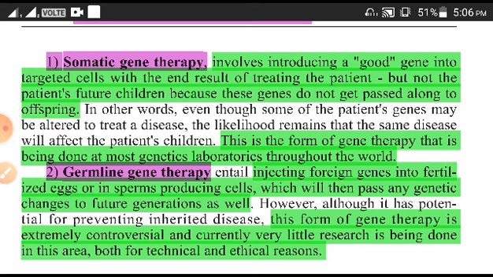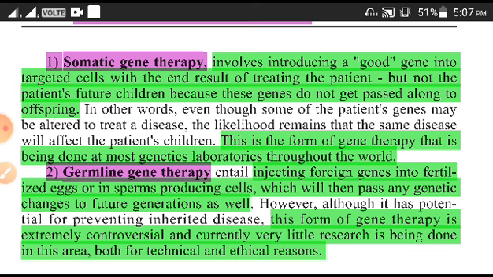Next is the germline gene therapy. What is happening here? Foreign genes are injected into fertilized eggs or into sperm-producing cells, which will then pass any genetic changes to future generations as well. So this is a really sensitive matter, where changes made to a particular person will be inherited and will continue through the generations.